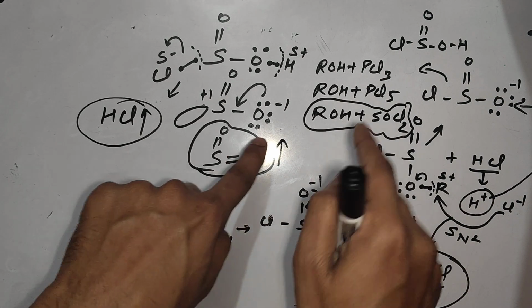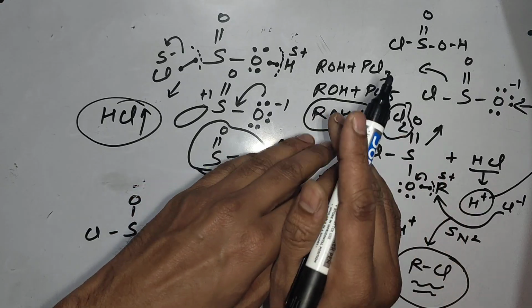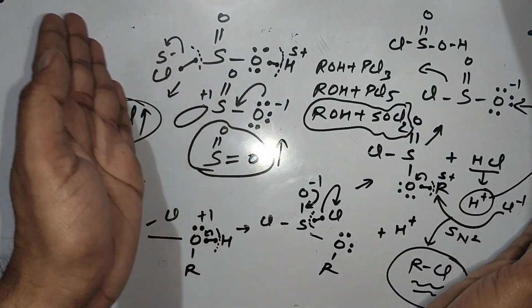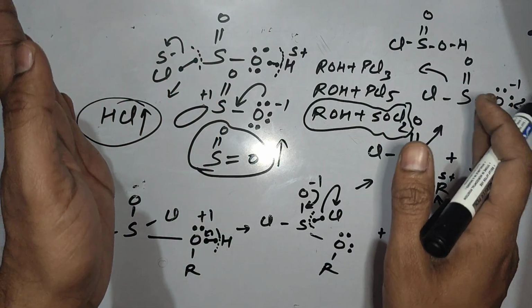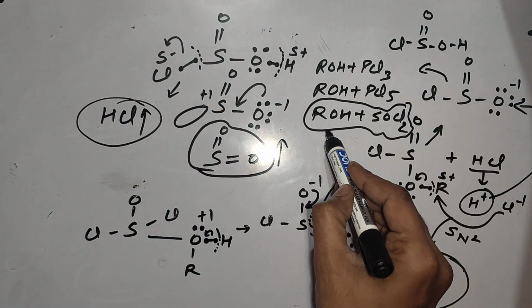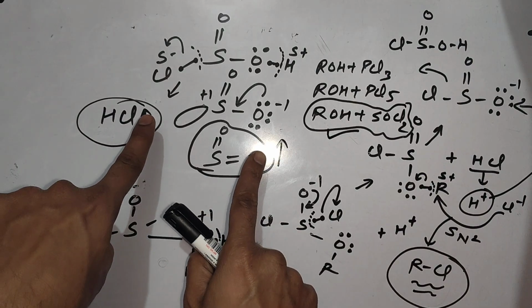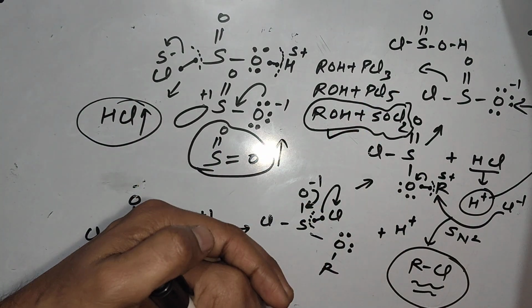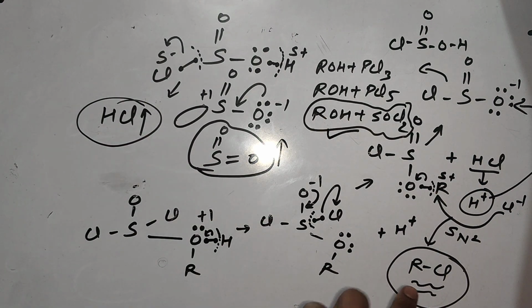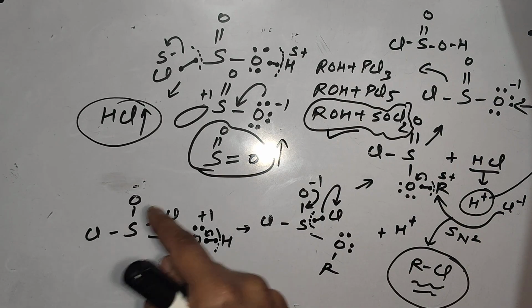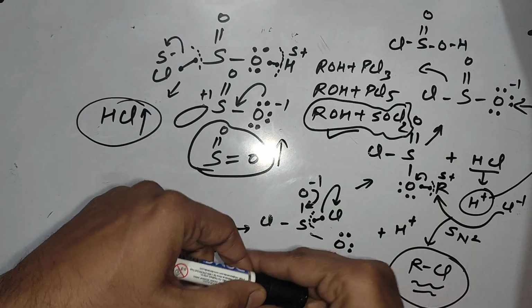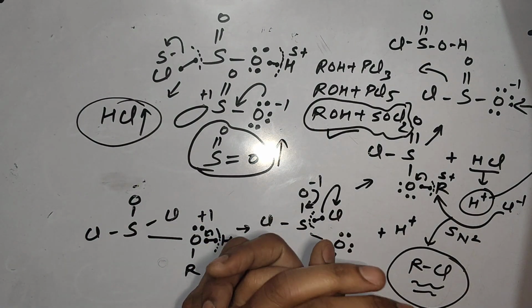But in the case of PCl3 and PCl5, the side products are not leaving the reaction mixture. They will be present there. So first we need to separate out RCl from those side products. But in this third case, the side products automatically get separated in the form of gas. They leave the reaction mixture, and we will have pure RCl with us. So these are the mechanisms for PCl3, PCl5 and SOCl2. Thank you very much for watching.